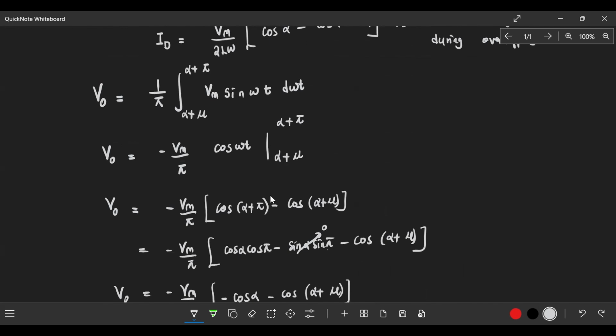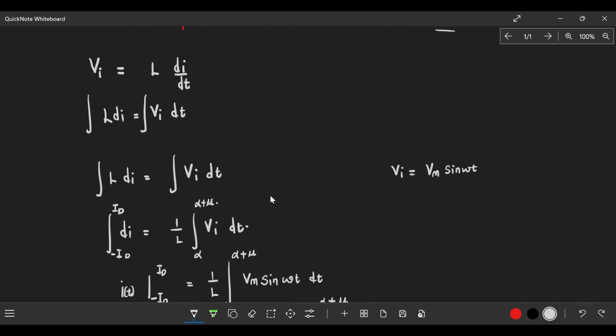I think for the derivation you can just start from here. You don't have to waste time deriving the current. Since they're just asking for the voltage, you can just start from here to derive it. That would be enough, I think.